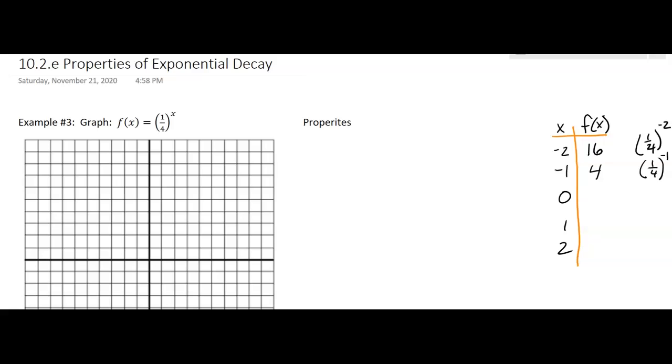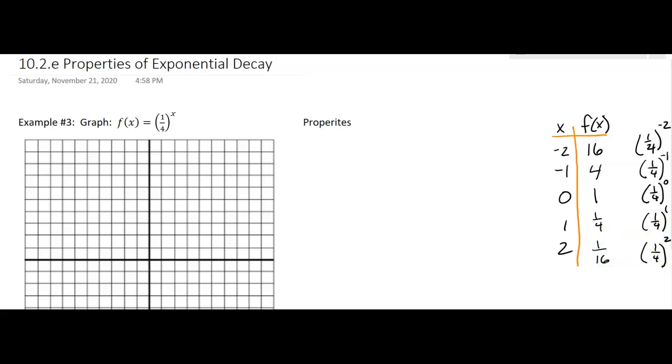And now if I plug in 0, I have 1/4 to the 0 power, but that's just going to be 1. And then if I plug in a 1, that's going to be 1/4. And if I plug in 2, that's going to be 1/16.